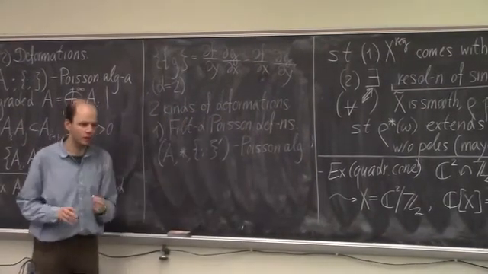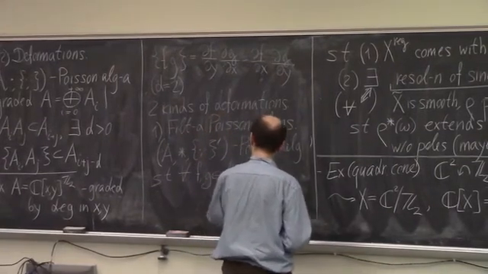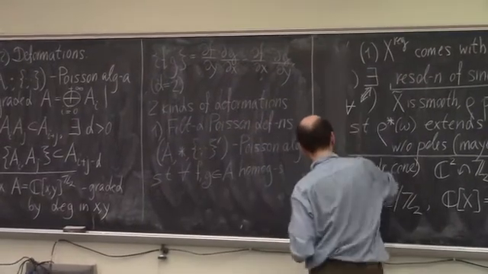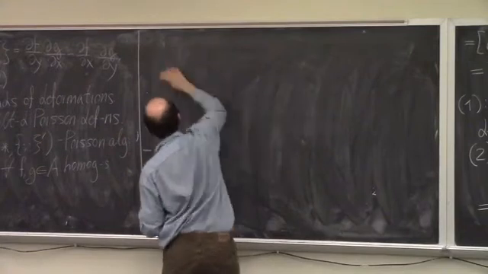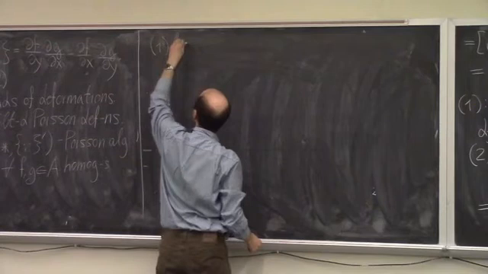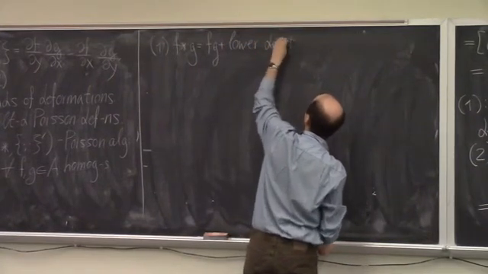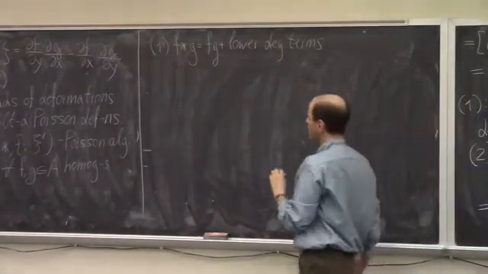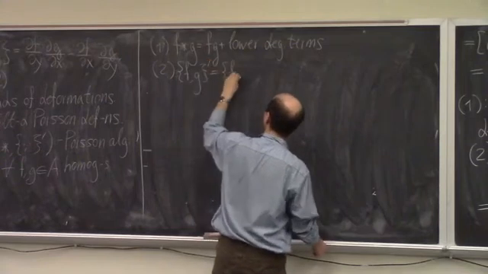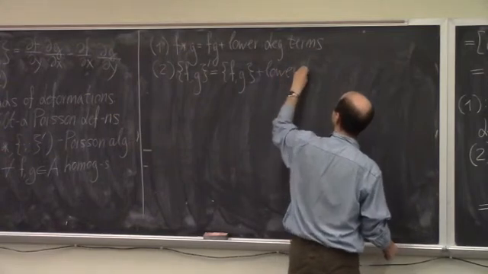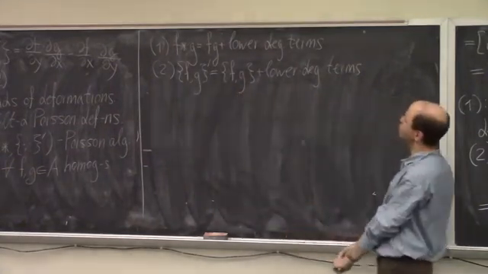And what filtered deformation refers to is the following. For any homogeneous elements f and g, I want to have the following conditions. First, I want f star g to be fg plus lower degree terms. And I want a similar condition for the bracket. The new bracket of f and g is the old bracket plus lower degree terms. Lower degrees in terms of the grade, lower than the degree of this, which is degree of f plus degree of g minus d. Okay?